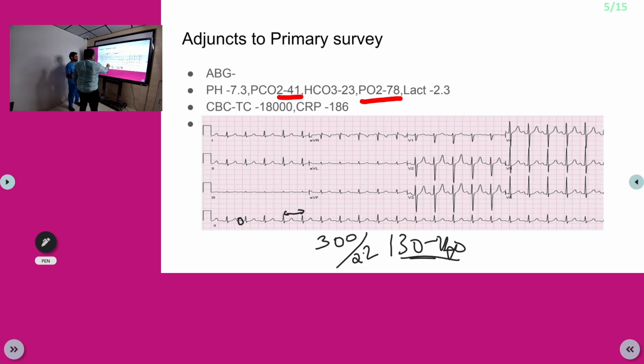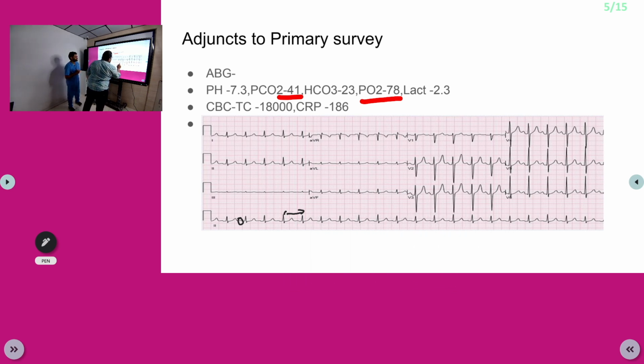Then each P wave is followed by a QRS complex. There are no ST-T changes here. You are not able to see any ST-T changes. It is all normal. But you are able to see something here.